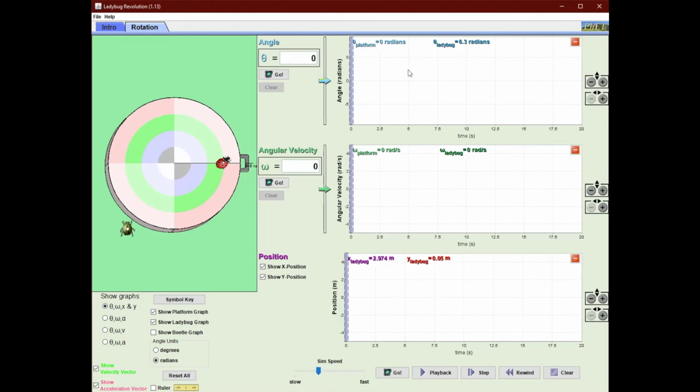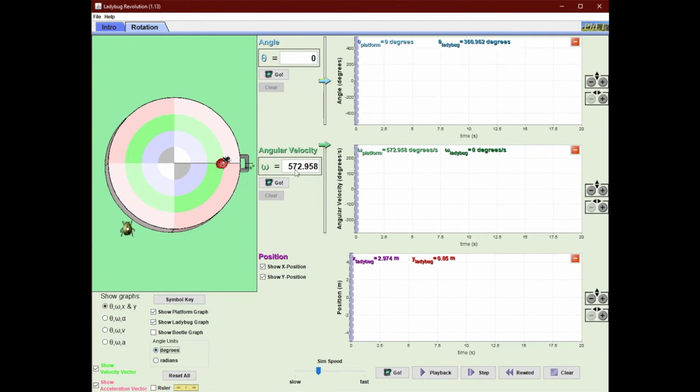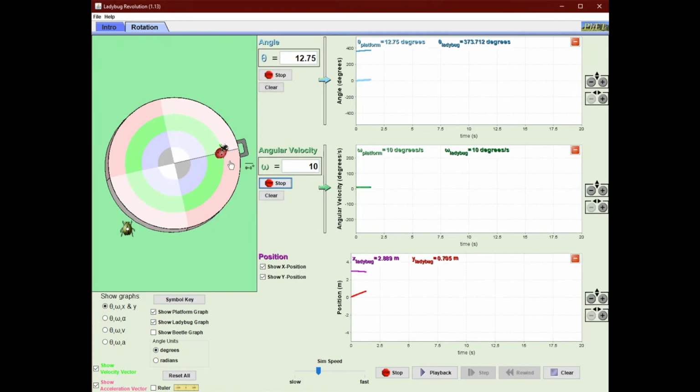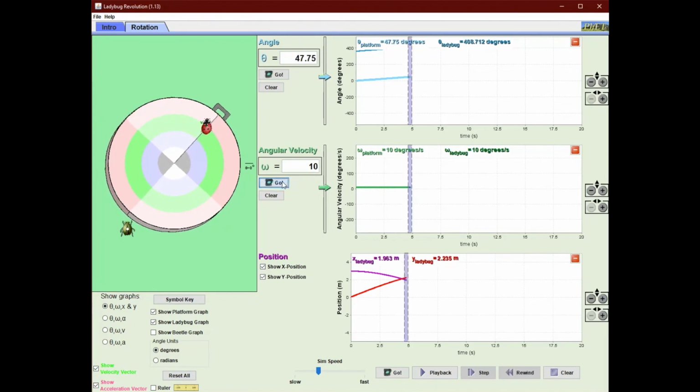Remember the theta up here is the actual angle. The omega down here is the angular velocity. So if I set this to 10, actually, let's do this in degrees. If I set this to 10 degrees per second, and then I start the simulation, I will see that my ladybug is moving at an angle of 10 degrees per second, or an angular velocity of 10 degrees per second, which is super slow.